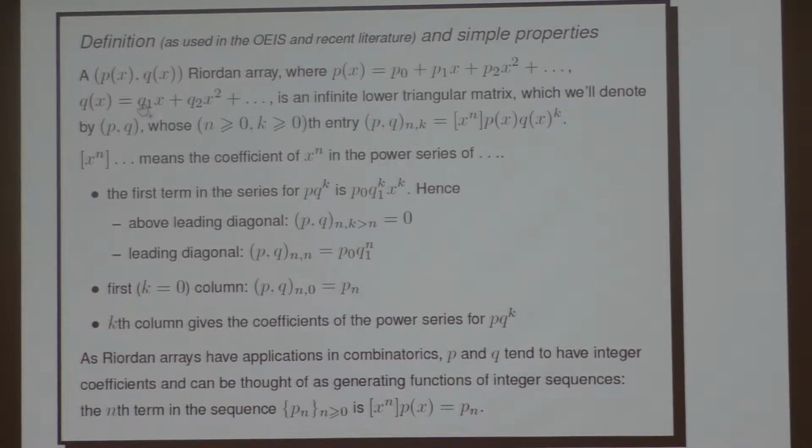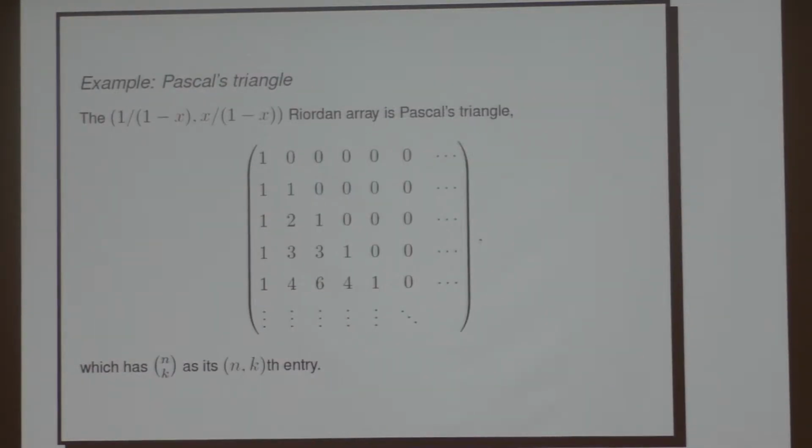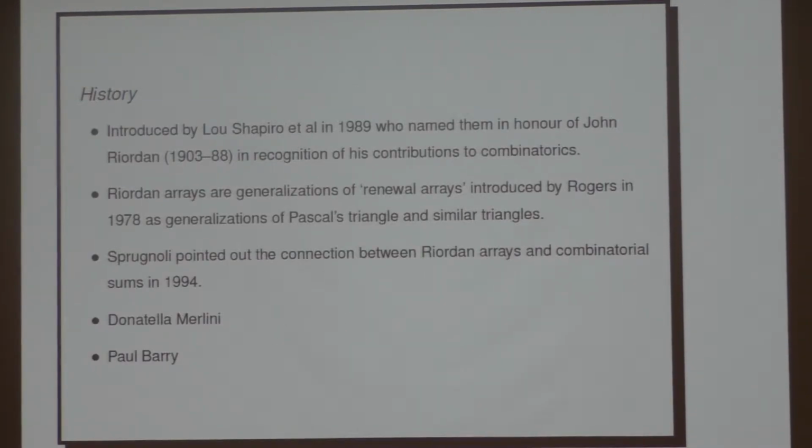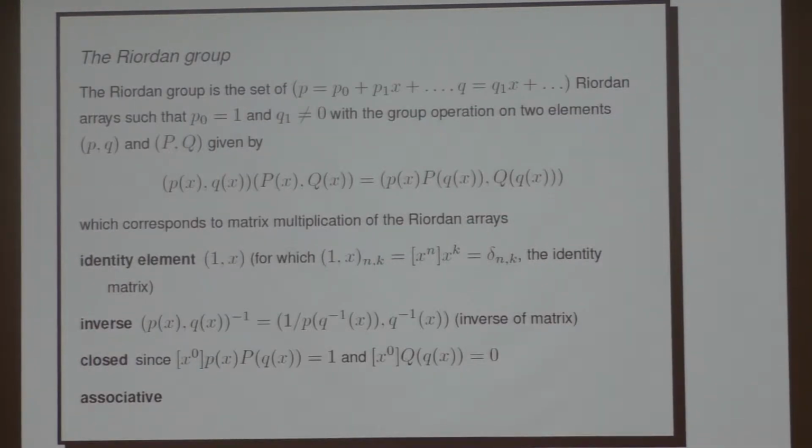So that's basically why we have this restriction on Riordan arrays, that you need to have q0 equals 0. I should mention that this is the definition used in the Online Encyclopedia of Integer Sequences and recent literature. The alternative definition you sometimes see is that people add an extra x and say it's p times x times q, all in brackets to the power k, in which case you do have a q0. But this seems to be the most common definition now, and you just have to be aware of that.